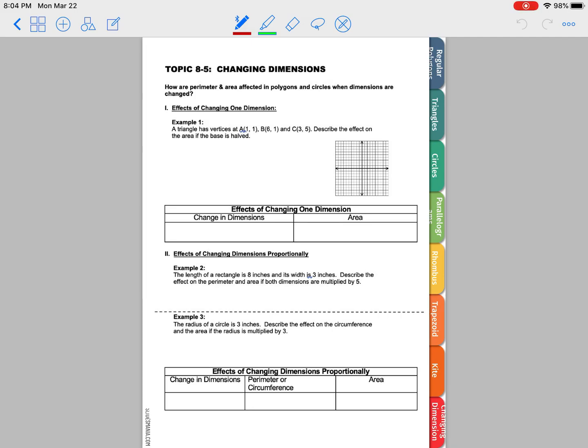Okay, this next lesson is going to look at what happens to the area and perimeter when we start changing dimensions, meaning what happens to the area if we cut the base in half or double the height, things like that. So let's look at this first one, and you'll start to recognize a pattern, and then I'll show you a shortcut that makes this super quick and super easy.